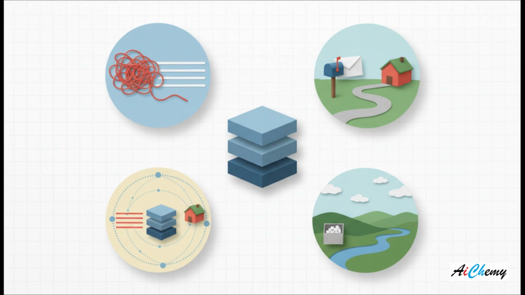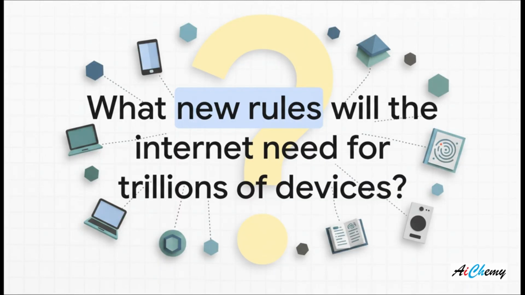This amazing framework was designed for a different era. I mean, this whole thing was invented decades ago. Now we're moving into a world with trillions of smart devices, the whole Internet of Things. So it really makes you wonder, what's the next big roadblock? What's the next challenge that's going to force us to write a whole new chapter in the Internet's rulebook?